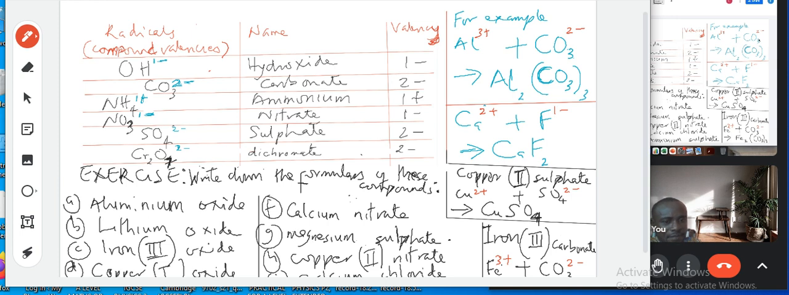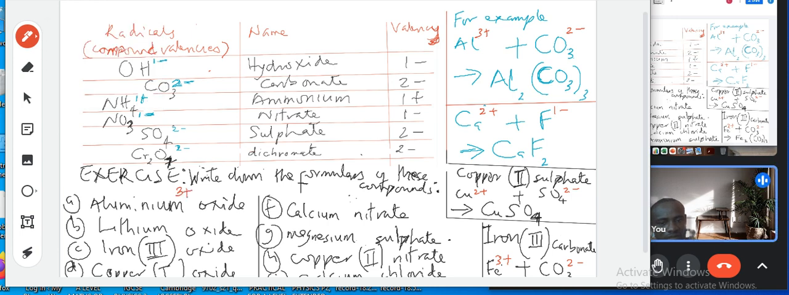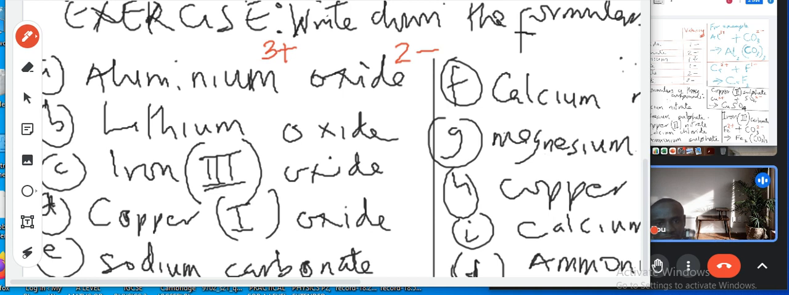Obviously, aluminium is Al3 plus, but then is the oxide OH minus, or just H minus? What do you mean? Aluminum oxide? What's the valency of aluminium? 3 plus. What's the valency of oxygen? Oxygen is 2 minus. Aluminum is 3 plus, oxygen is 2 minus, so they will swap valencies, so it will become Al2O3.